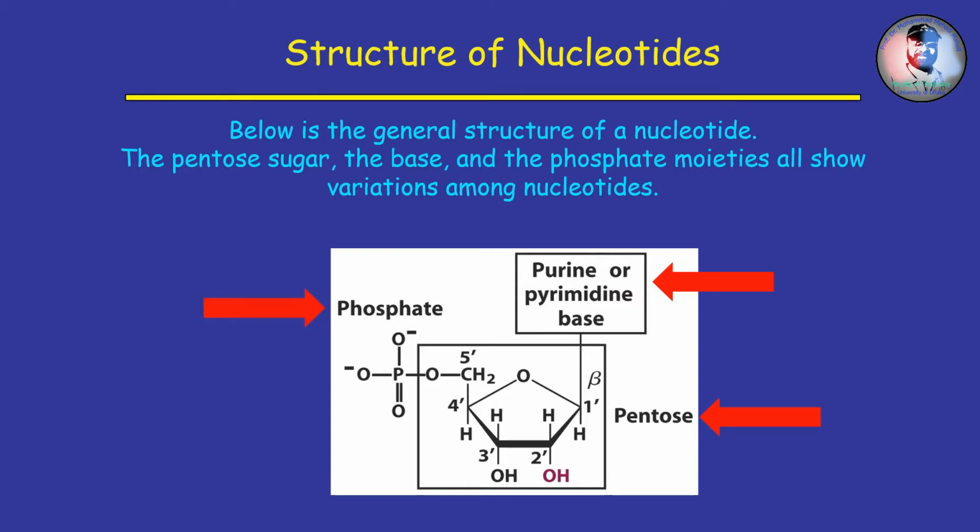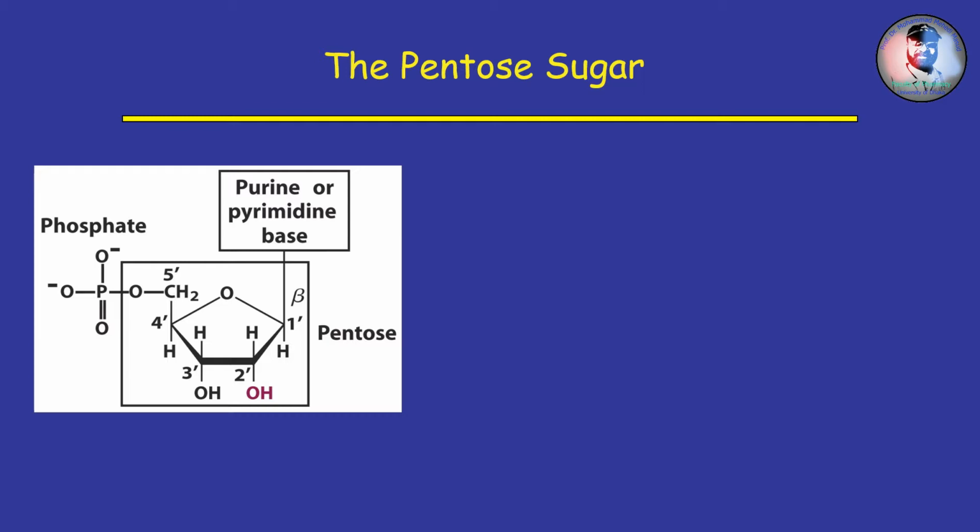And there are two types of nucleic acid in nature: deoxyribonucleic acid, that is DNA, and ribonucleic acid, that is RNA. There are some variations in each component of nucleotides for DNA and RNA. First, I shall discuss the pentose sugar part of a nucleotide.